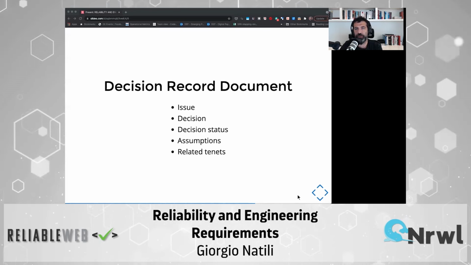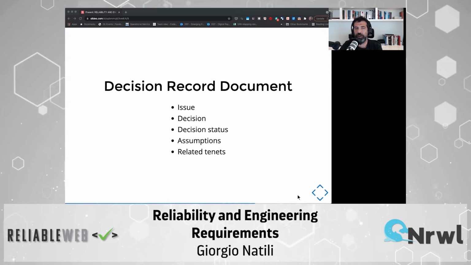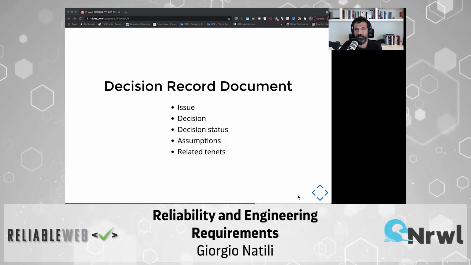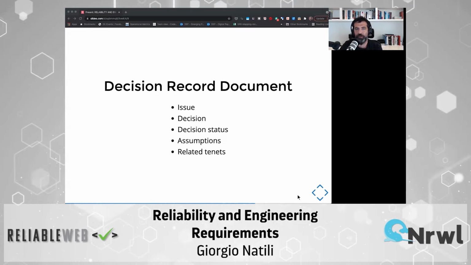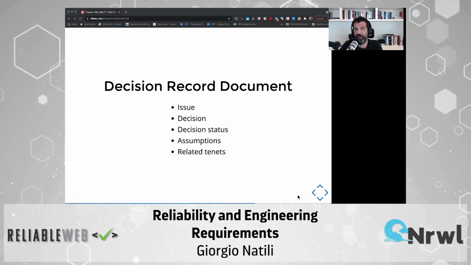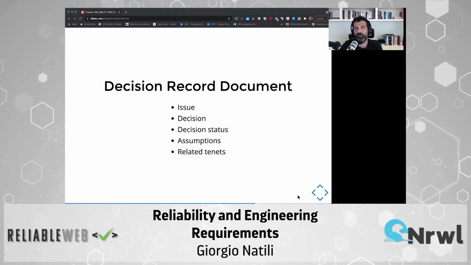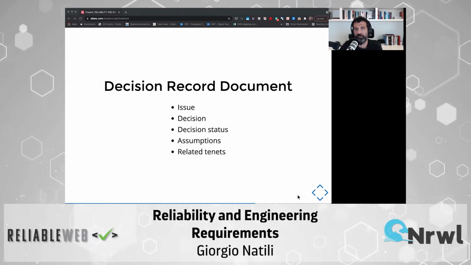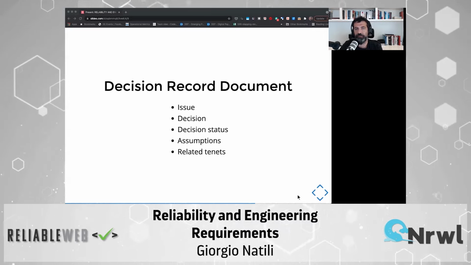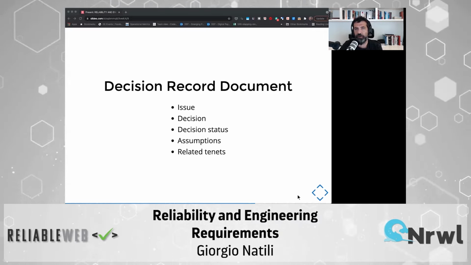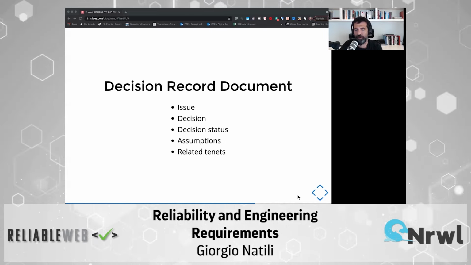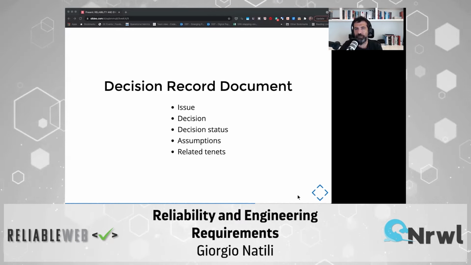Whenever you come to a conclusion, start to have a document that describes your decision. It doesn't need to be a one-pager. It should be just a few lines. What was the issue? What has been the decision? What is the decision status, just in case it's still pending some validation? What are the assumptions and the tenets of your system or of your organization that helped to make this decision? Link to the document that helped you to make the decision, and this will be your track record that will help you to go back in time whenever you have to reassess a decision.